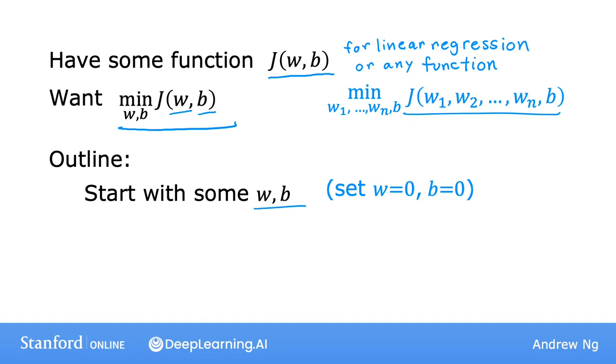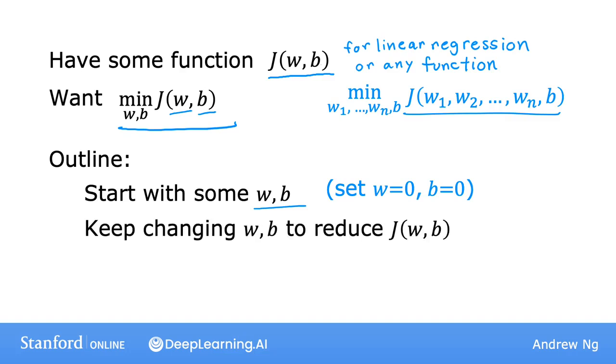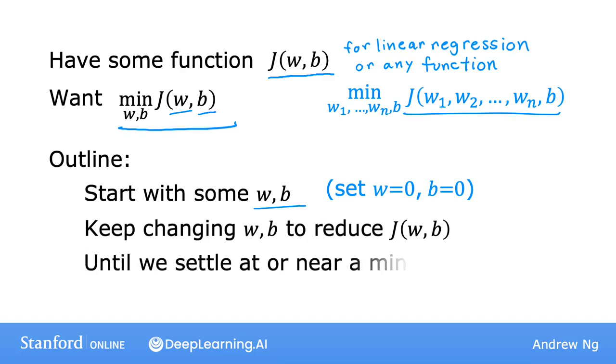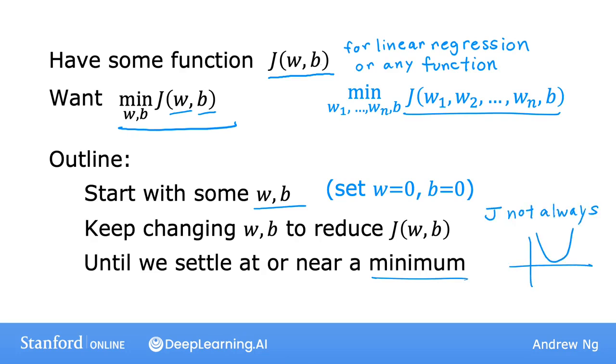With the gradient descent algorithm, what you're going to do is you'll keep on changing the parameters w and b a bit every time to try to reduce the cost J of w, b until hopefully J settles at or near a minimum. One thing I should note is that for some functions J that may not be a bow shape or a hammock shape, it is possible for there to be more than one possible minimum.